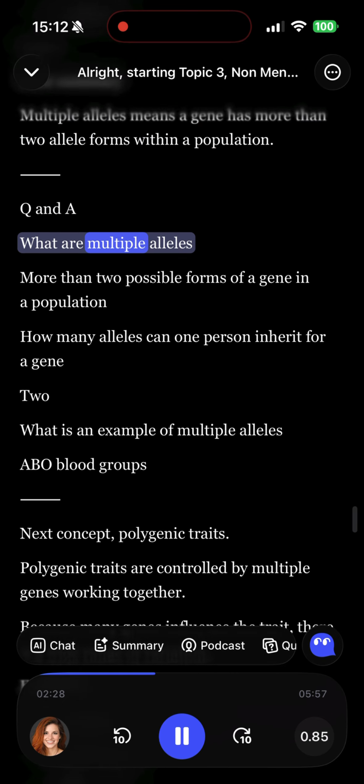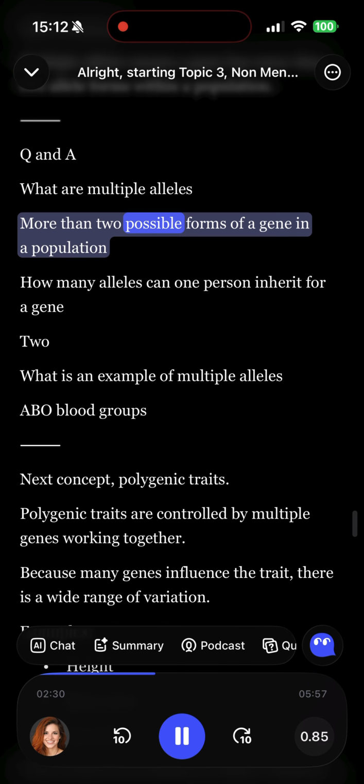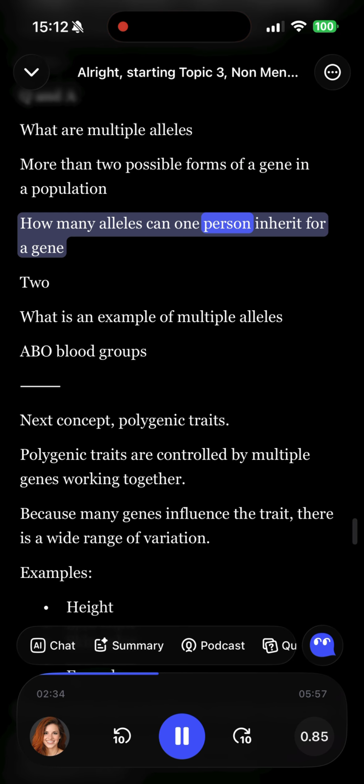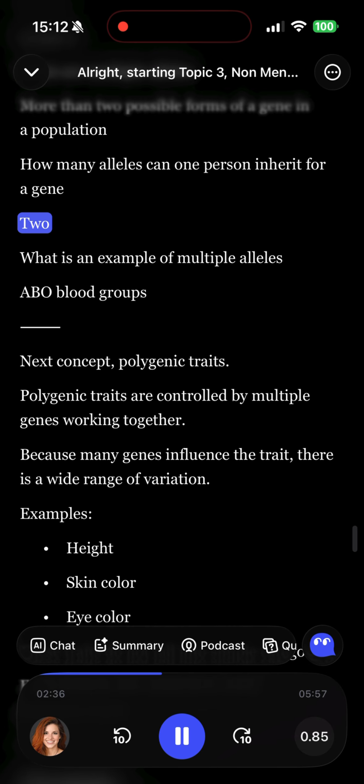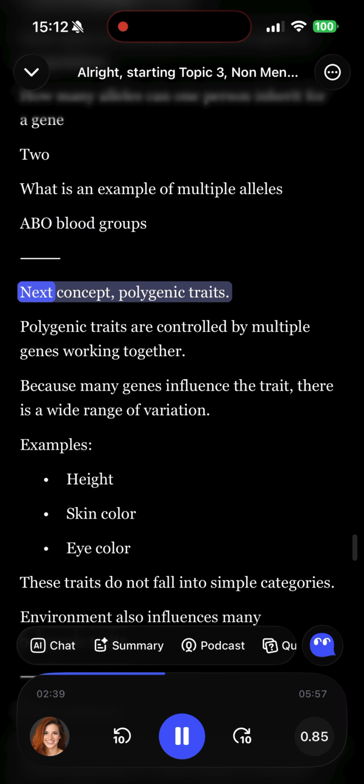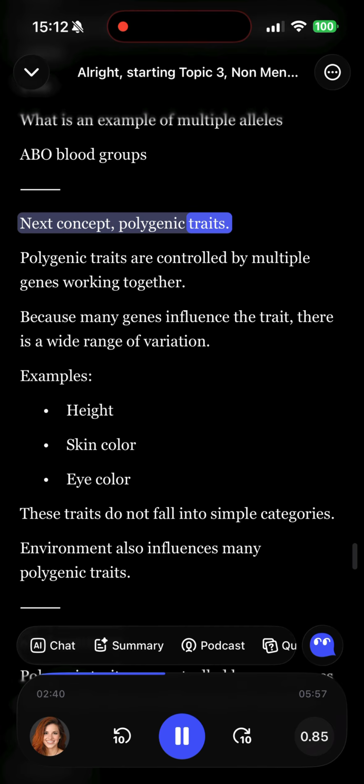Q&A. What are multiple alleles? More than 2 possible forms of a gene in a population. How many alleles can one person inherit for a gene? 2. What is an example of multiple alleles? ABO blood groups.